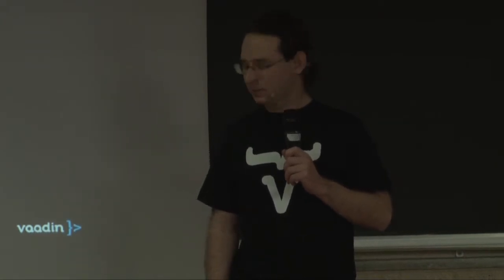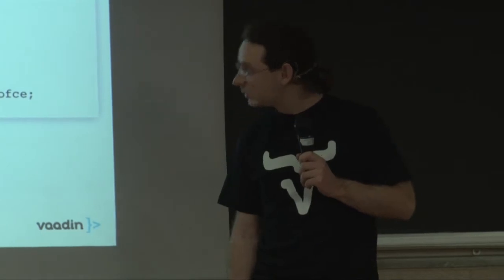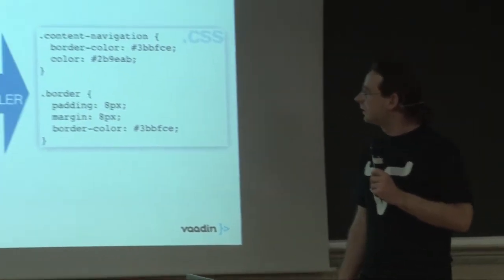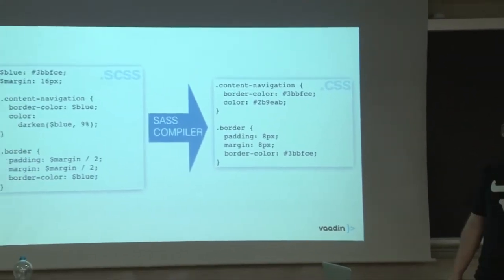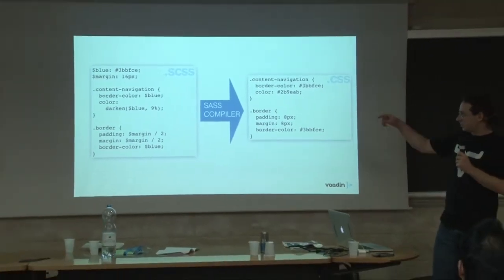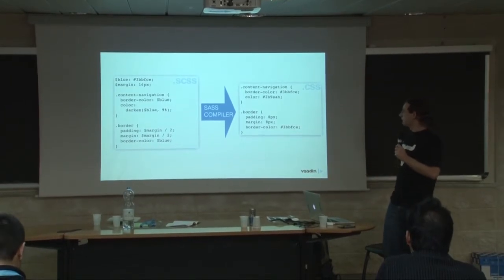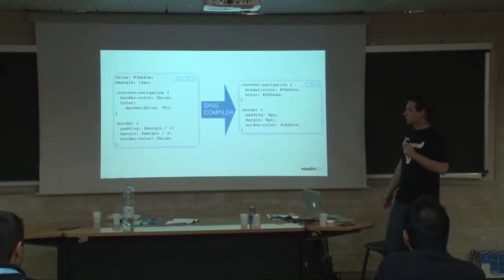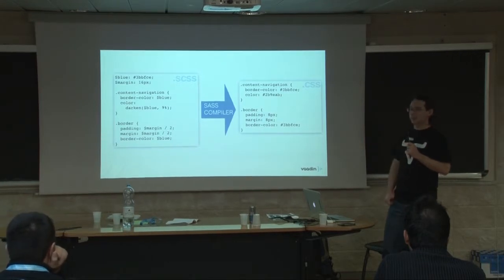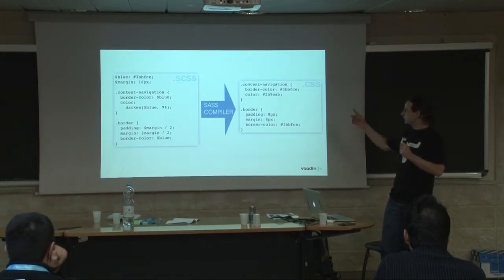It introduces some more programming language-like notions into CSS. So, for example, you can define variables. Let me show you an example. You can define a variable like blue, which will be some color, and then use this variable name. The Sass compiler will substitute it for the color later, and you'll have this CSS as an output.